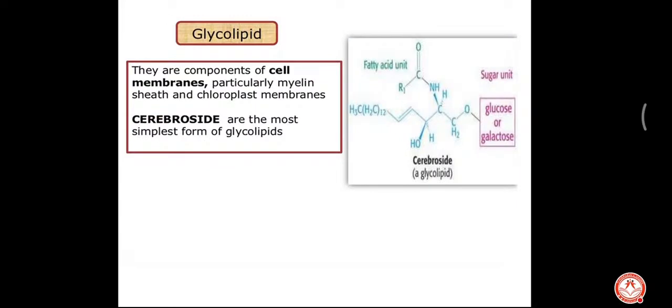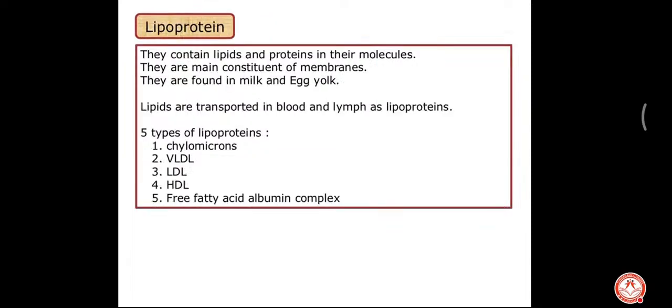Glycolipids are components of the cell membrane, particularly the myelin sheath or the chloroplast membrane. Cerebrosides are the simplest of glycolipids, found in cerebrospinal fluid. Lipoproteins contain lipids and proteins in their molecules and are the main constituent of membranes found in milk and egg yolk. Lipids are transported in blood and lymph as lipoproteins.